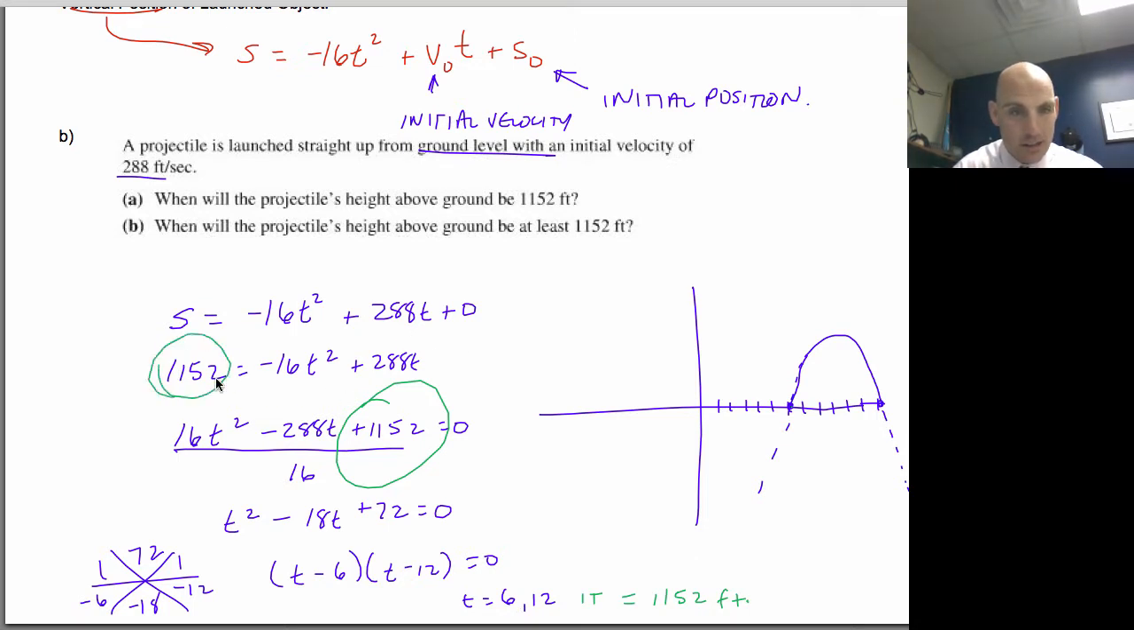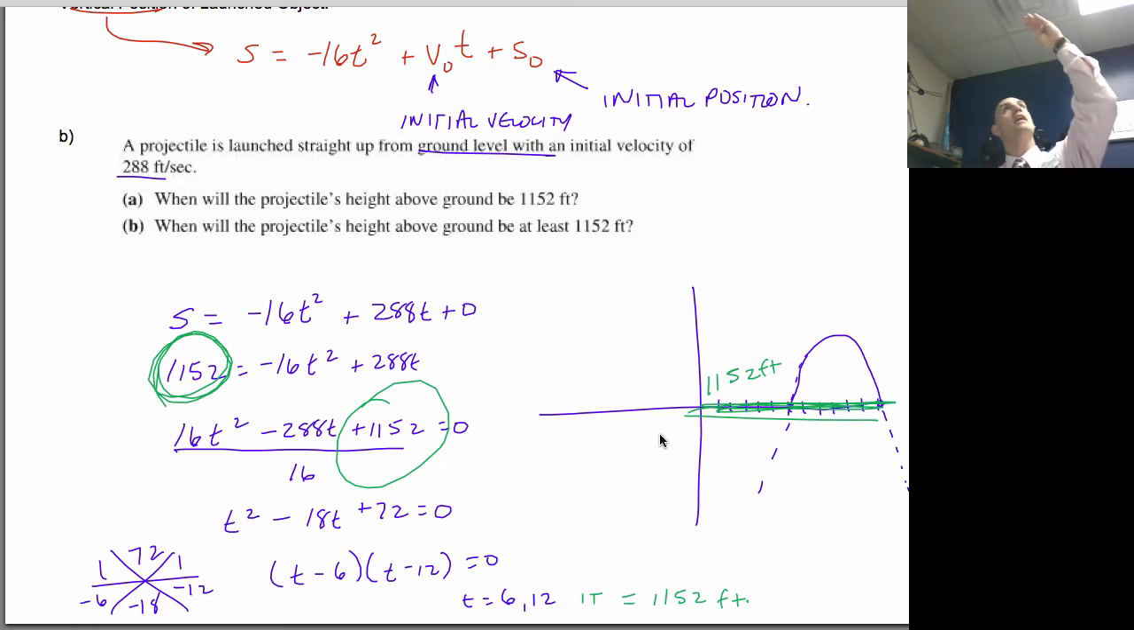Look. Okay? So when I solve for my zeros, I'm saying this is my threshold. This right here is my threshold. This is 1152 feet. So if I'm asking you when it's there, it's when it crosses that 0, which was 1152 now because that's what I set my equation equal to. So at time 6, it goes up, and it comes back down at time 12. So it's at 1152, up, up, up, then down, down, down, back at 1152. Okay?